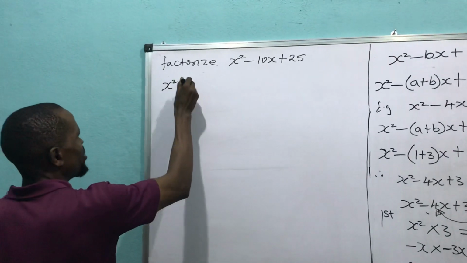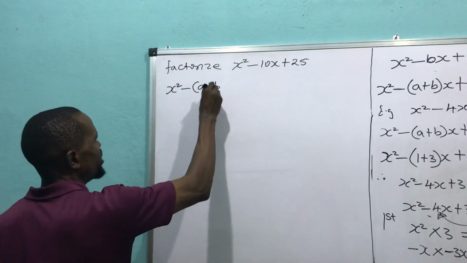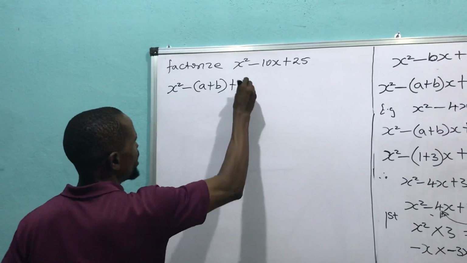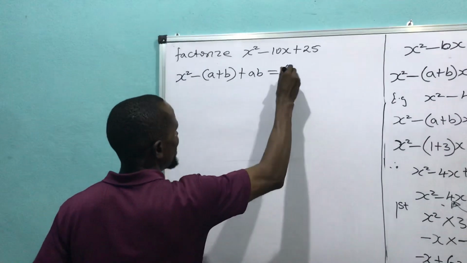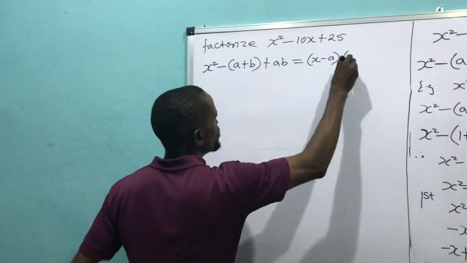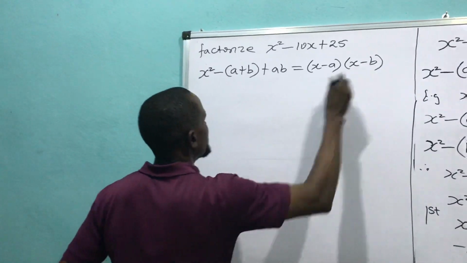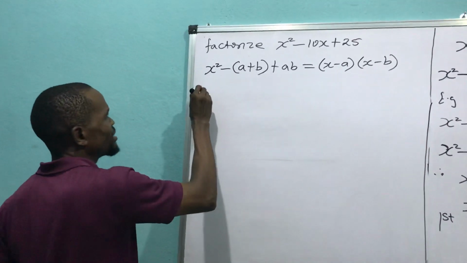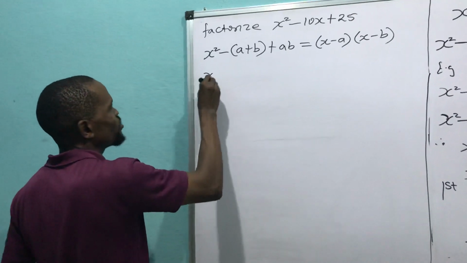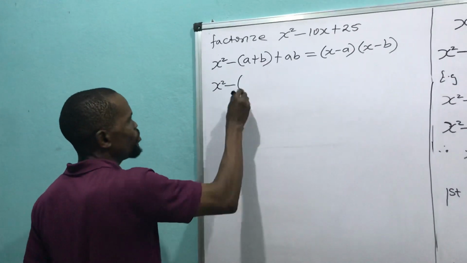I will have this minus into what? A plus what? B into what? Plus what? AB, and is equals to what? X minus what? A into what? X minus what? B. And that will give me what? X. That will give me x squared minus, open the bracket.